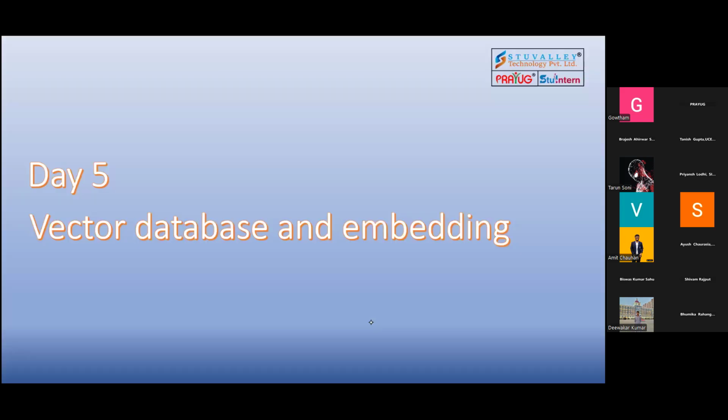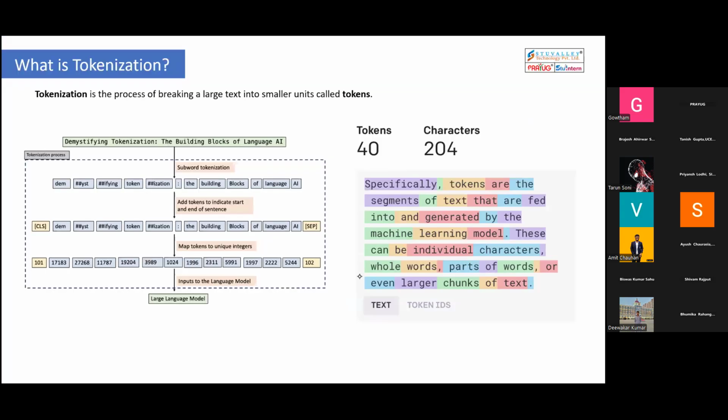Okay, so as I already told, today we are going to see vector databases and embeddings, and what vectors are. First of all, let's see what tokenization is. Tokenization is nothing but the process which will break the words. If you see here, we are just breaking the words from the sentence. So tokenization is a process of breaking large text into small units.